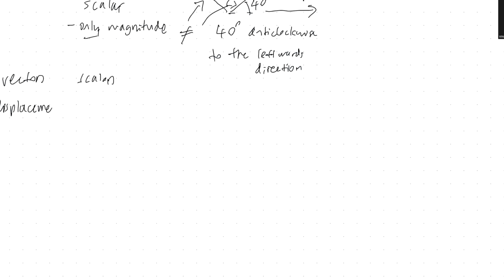And what is displacement? Displacement is simply the change in position. Let's say we have an object initially at this point O, and it moves towards some new position, let's just call it A. Our displacement will be the vector that points from O to A. So this will be our displacement vector.